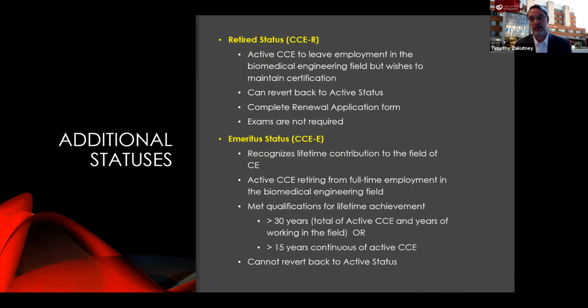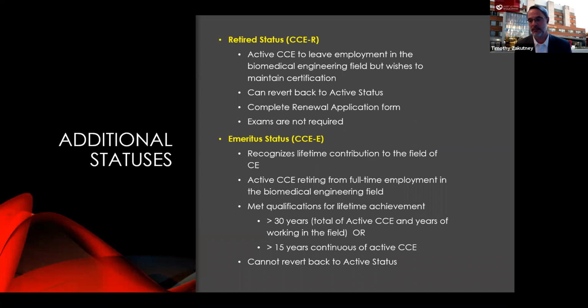There are a couple of additional statuses with respect to CCEs. One is retired. If you retire, you can actually retain your CCE designation. Say you're retired and you start to get bored and you don't know what to do with your life, and you want to go back to the hospital. You can actually do that, and you just go through that renewal application form, provided you've done your homework and you've kept your toes in the pool, so to speak. So you can do that, and examinations are not required.